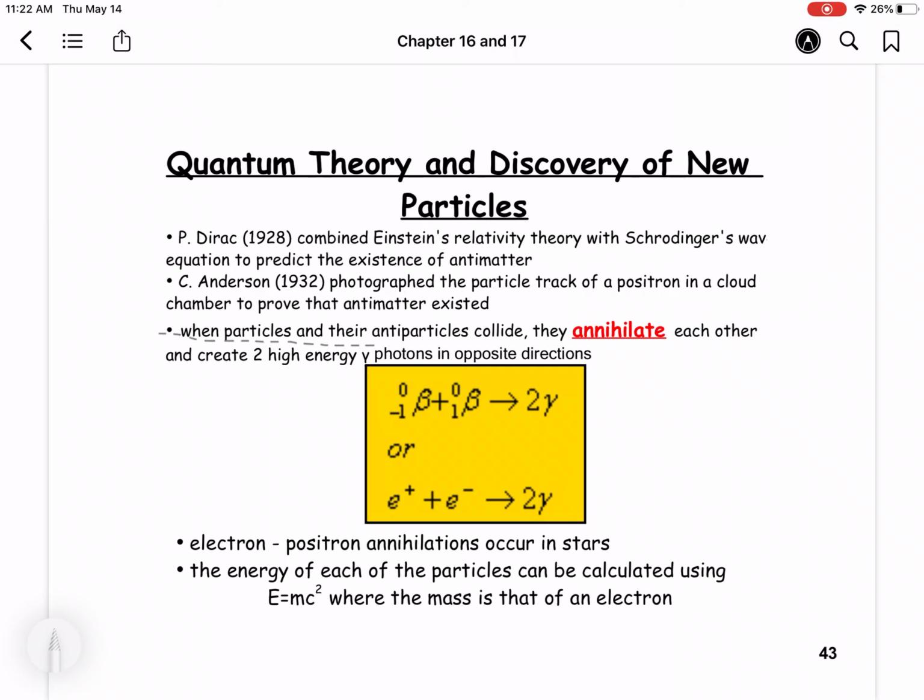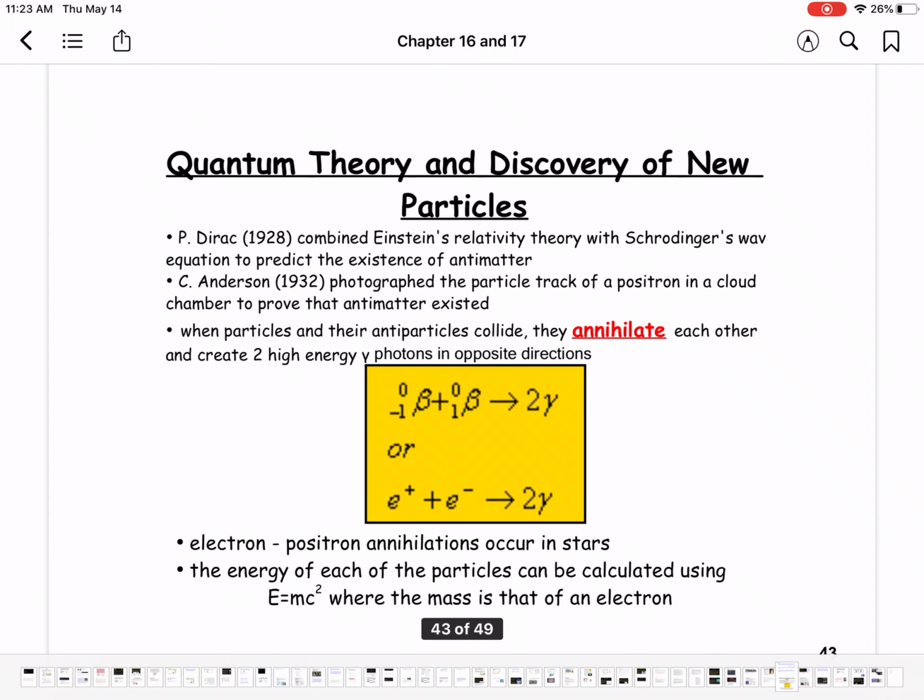When the particles and their antiparticles collide, they annihilate each other and create two high-energy photons in opposite directions. And so basically electron-positron annihilation happens in stars, and the energy of each of these particles can be calculated using E equals mc squared with the mass of an electron. So you get this idea where we have these energies and these photons coming together. We have antimatter and matter hitting each other and causing pretty serious explosions and photons coming out of it.